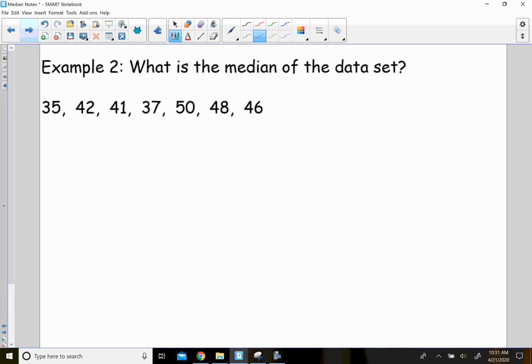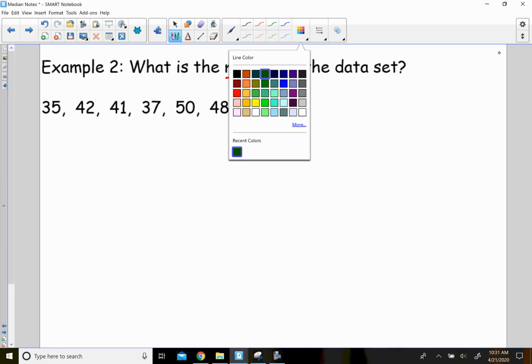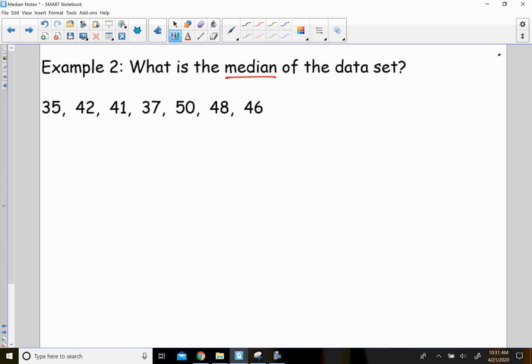In example 2, I don't know where these numbers came from. It's just, let's find the median or the middle of these numbers that we have. So step 1 for median, I need to put them in order. So let's see, there's 1, 2, 3, 4, 5, 6, 7 numbers. So what is my smallest number?